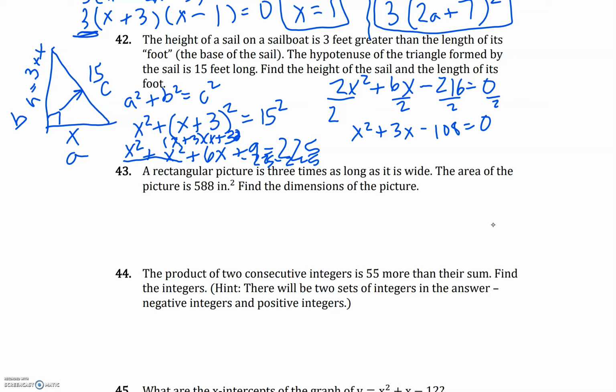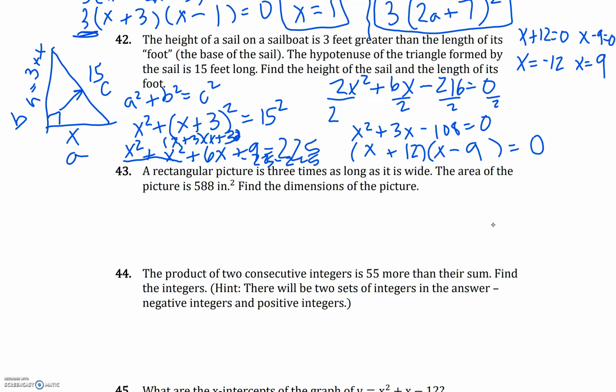Now I have again a fast trinomial, so I'm going to look for numbers that multiply to be negative 108 and add to be positive 3. The two numbers are positive 12 and negative 9. So I'll then solve each. Either x plus 12 equals 0 or x minus 9 equals 0. So x equals negative 12 or x equals positive 9.